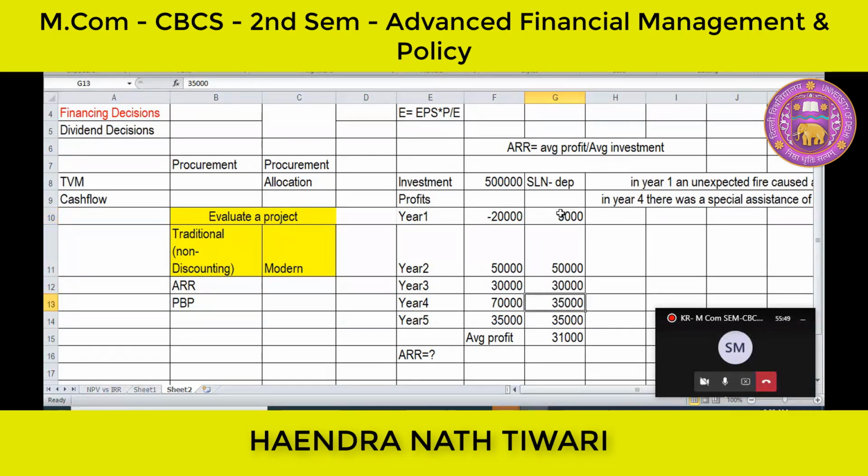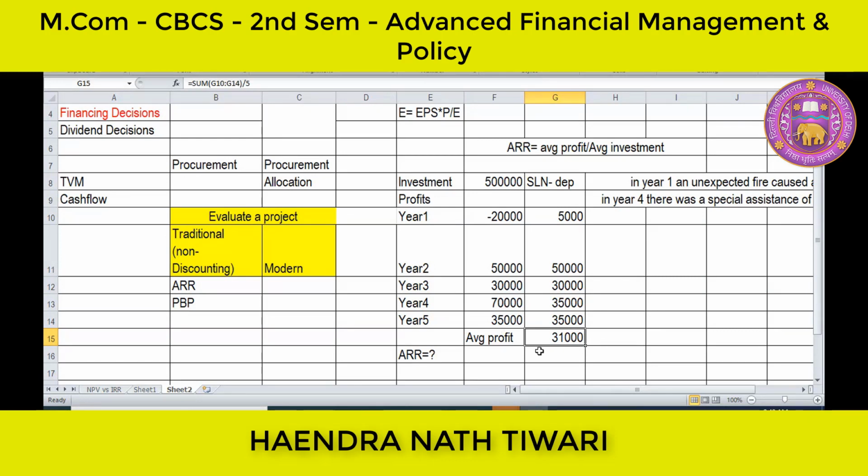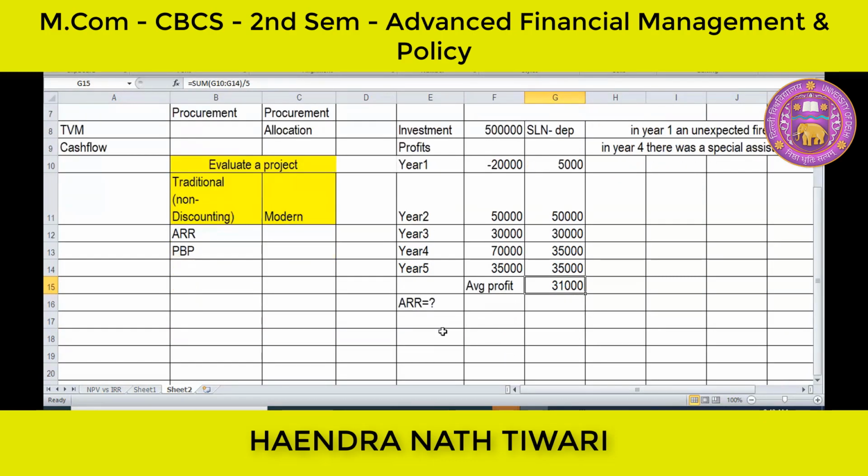35,000 here and 35,000 here are both the same. So I'm assigning equal weight to these cash flows. Average profit seems to be 31,000. Then what is average investment? Let us determine what should be the average investment here.